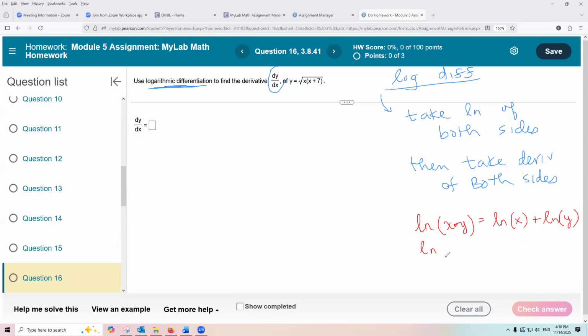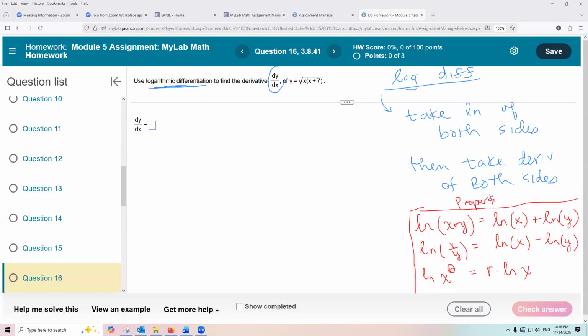How about ln of x over y? This is ln x minus ln y. And one more, what if you have ln of x to some exponent r, call it? This property says you can bring r down in front as a multiplier and write it as r times ln x. So these are properties of logs that we can use to help us with this log differentiation.